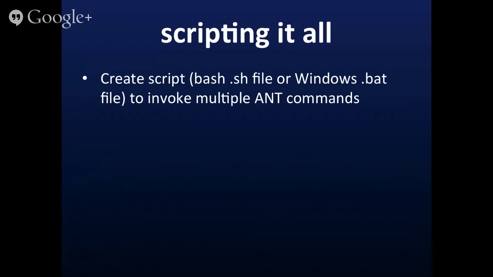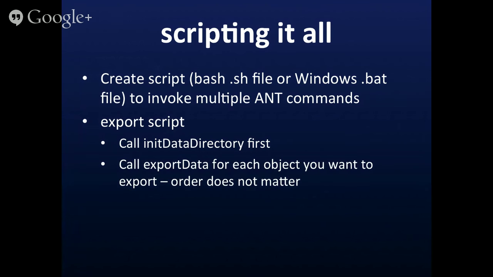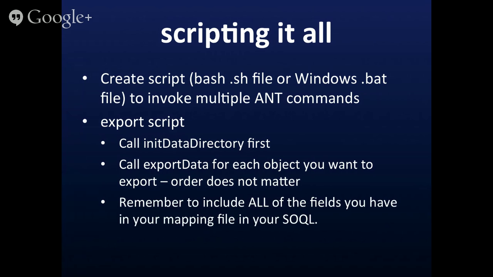So now we bring everything together, and what we want to do is create a script, which could either be a bash .sh file or a Windows batch file, to invoke multiple ant commands. I have an export script that I've created. I call the init data directory first. Then we call export data for each object that I want to export. And the order does not matter for the exports. But like I mentioned before, you want to remember to include all the fields you have in your mapping file in your SOQL statement when you're setting those up.